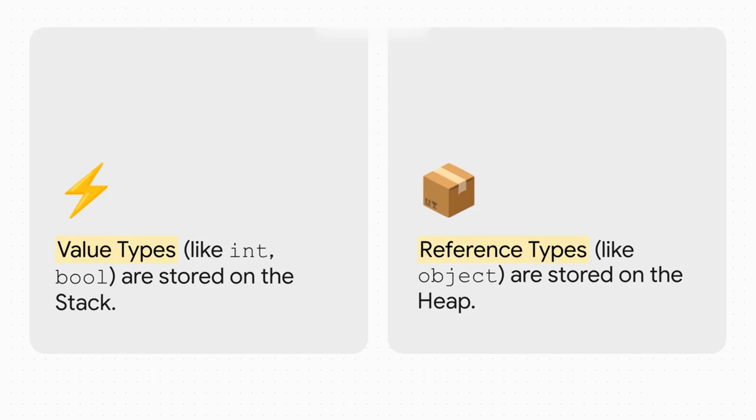So, to really get this, let's use a simple analogy. Think of the stack as your tidy, organized work desk, and the heap as a giant, massive storage warehouse. It's a pretty fundamental rule. Simple stuff, value types like numbers and booleans, they go on the desk, on the stack. But the more complex stuff, the reference types like objects, they get sent to the warehouse, the heap.